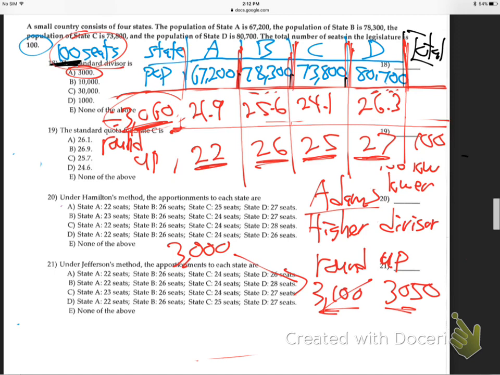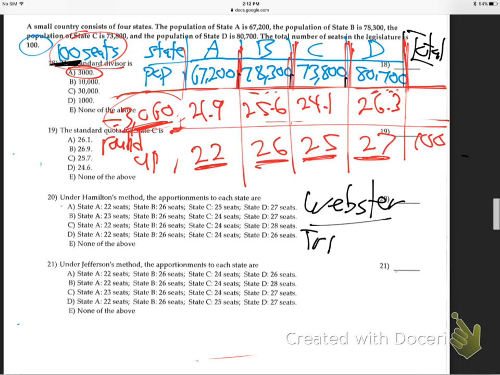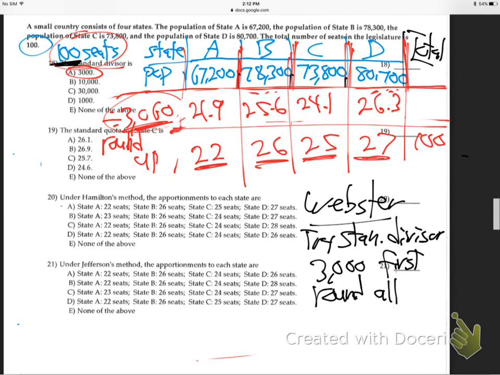Now, Webster's easier. Let me show you Webster. Adams and Jefferson are the bad ones. Let's do Webster. Okay, so for Webster, he's the rounder-offer, right? He rounds off. And you try the standard divisor first. You don't automatically go higher than 3,000 or lower than 3,000. Most of the time, the plain one works, and it will this time too. This will be easy. Try the standard divisor 3,000 first, and round all off, which means 0.5 up, 0.4 down.